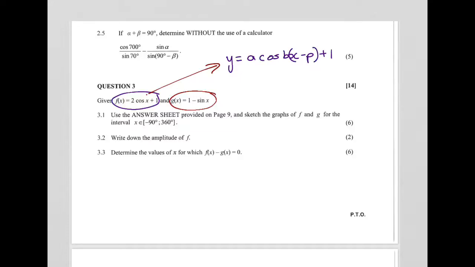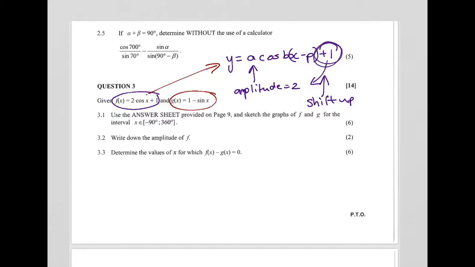So when you're working with that, you've got to be able to recognize that here the amplitude has changed. It's now 2, it's normally 1. So that is the top of the graph, the bottom of the graph. The distance from the midline of the graph up to the top. They've also said to us here that we are adding 1. So we are shifting the graph up by 1 unit.